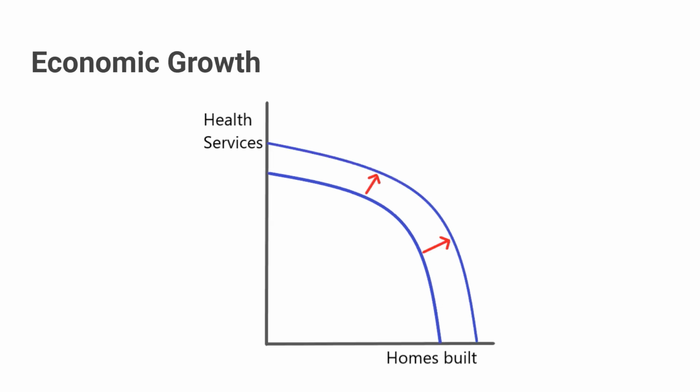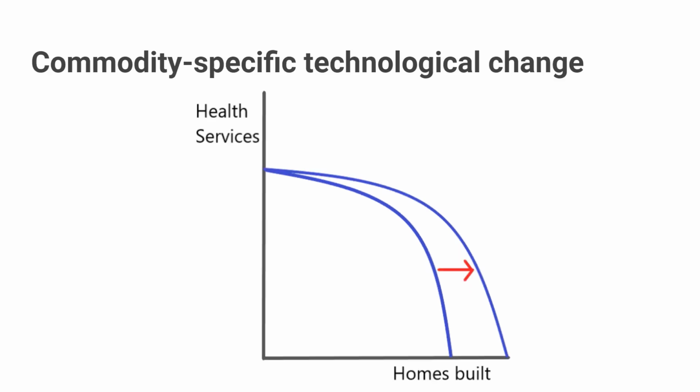For example, we can have economic growth if we end up with more resources, if we have higher quality resources, or if we have improvements in productive technology. So any of those things would lead to economic growth, which would be represented by an outward shift in the production possibilities curve. Suppose we have some new breakthrough that allows carpenters to produce homes more efficiently.